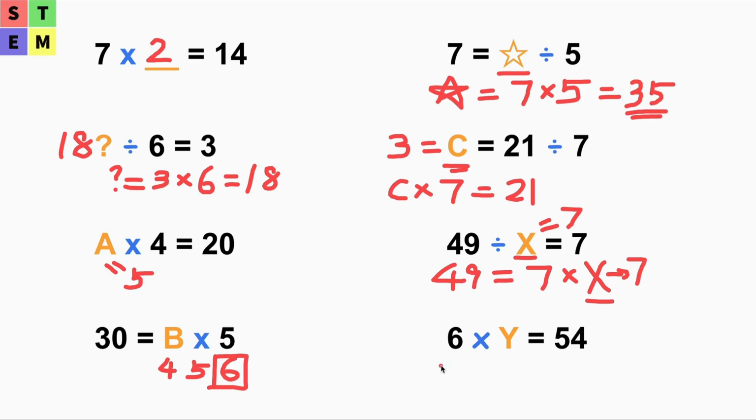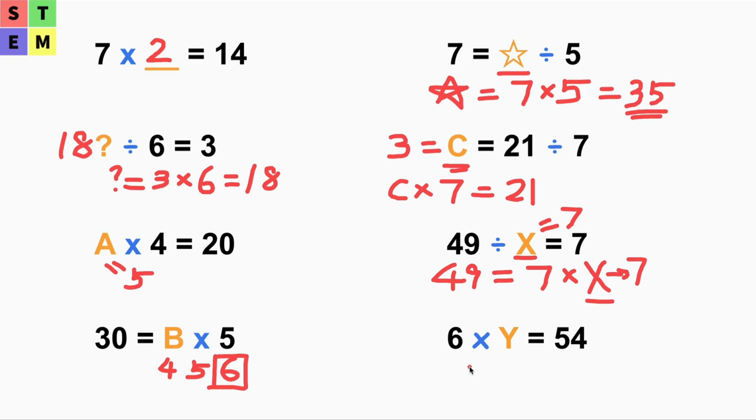So let's take a look at our final example here. 6 times Y equals 54. We need to try to find what Y is here. Let's try some number. 6 times 5 equals 30. 30 is still smaller than 54, so probably not 6 times 5.